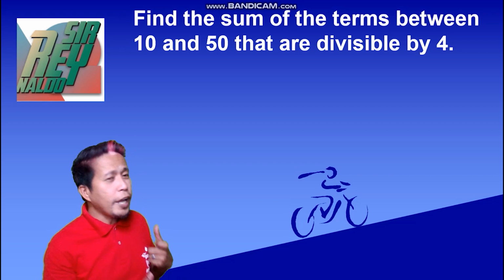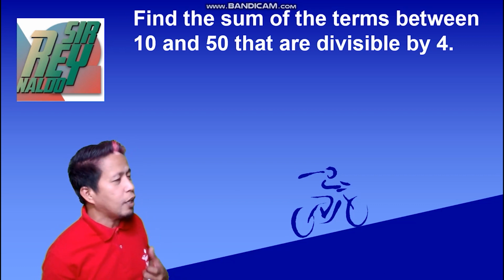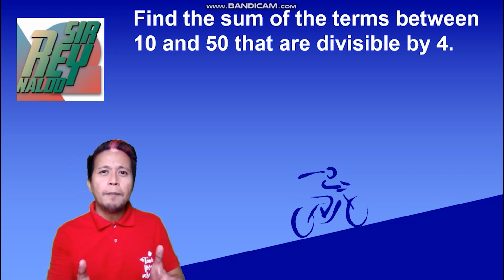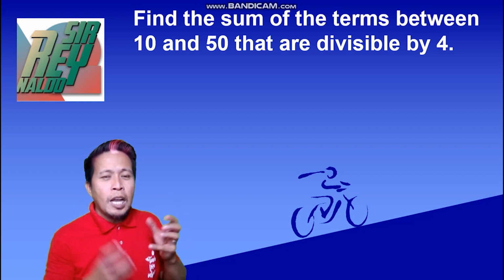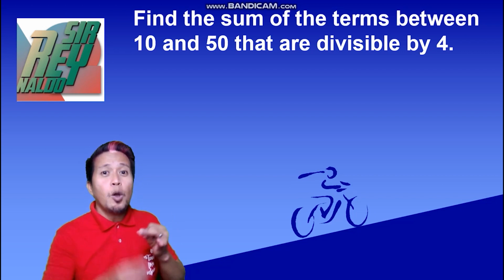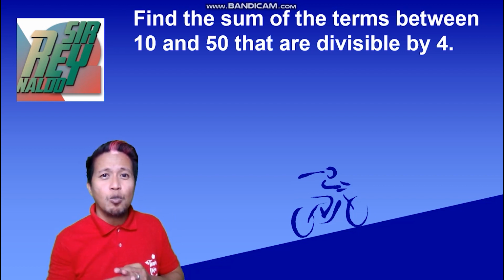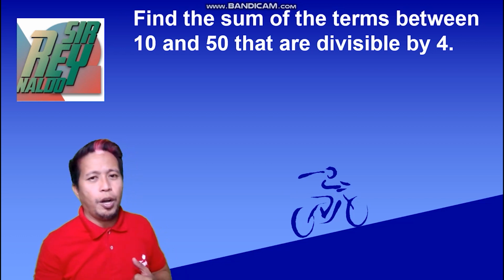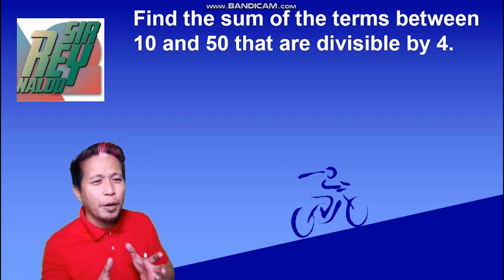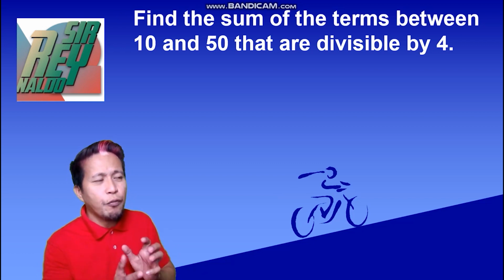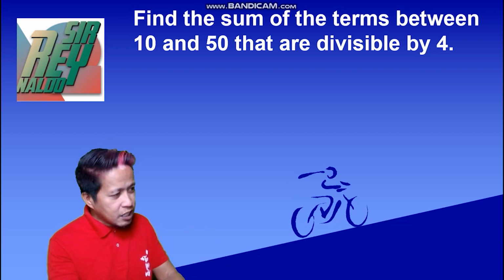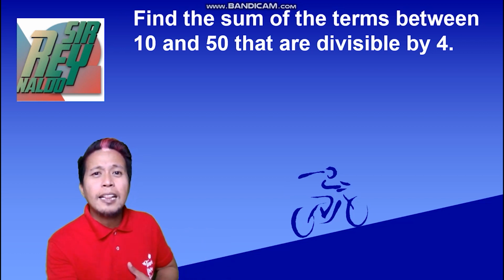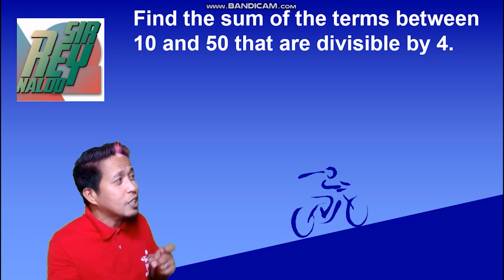Okay, how about find the sum of the terms between 10 and 50 that are divisible by 4. So kanina, wala tayong last term, hinanap natin si common difference. Ngayon naman, wala si first term, wala rin si last term. Pero merong common difference. So ito nga yung ating 4. So mag-iisip tayo ngayon ng number between 10 and 50 na kung saan ay divisible siya sa 4. So hindi pwede ang 10, hindi pwede ang 11. So ang pwede ay 12, 16, 20, and so on and so forth, until 48, kasi yun yung close sa 50.